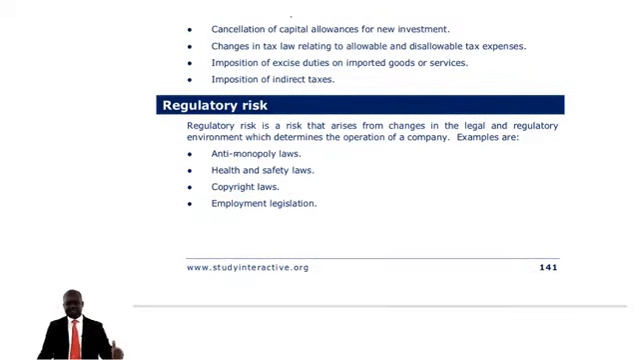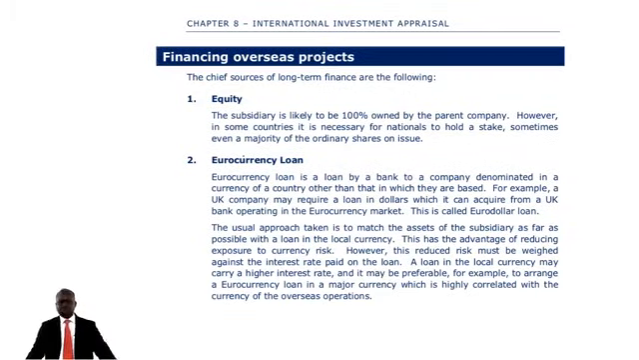Regulatory risk is in terms of monopoly laws and all that. All other things being equal, the law of the land will favor local companies over foreign companies. Okay, how do we finance an overseas project? You can read that. It's all about equity capital and debt capital and all that. The only thing I'm going to explain is the eurocurrency loan.